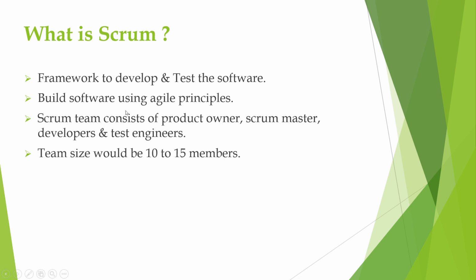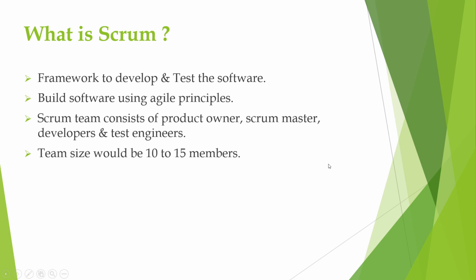A Scrum team consists of a group of engineers which includes product owner, scrum master, developers, and test engineers. The Scrum team size usually consists of 9 to 15 members. Now let us discuss this Scrum team.